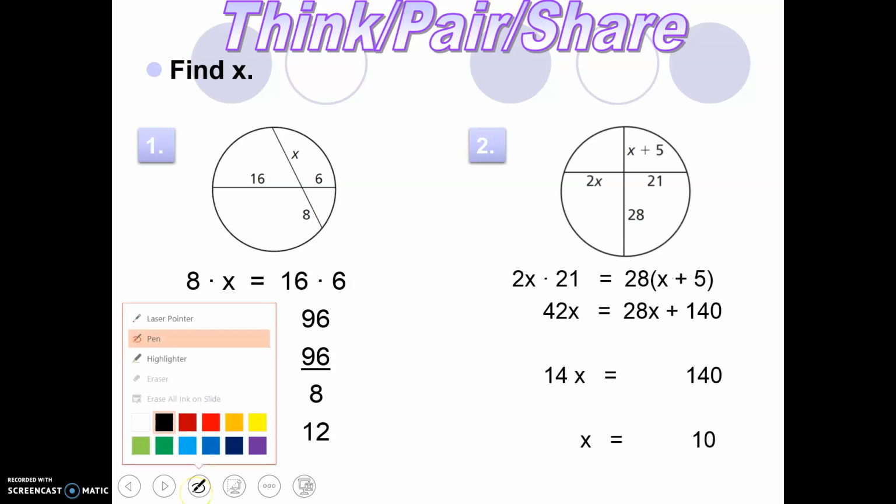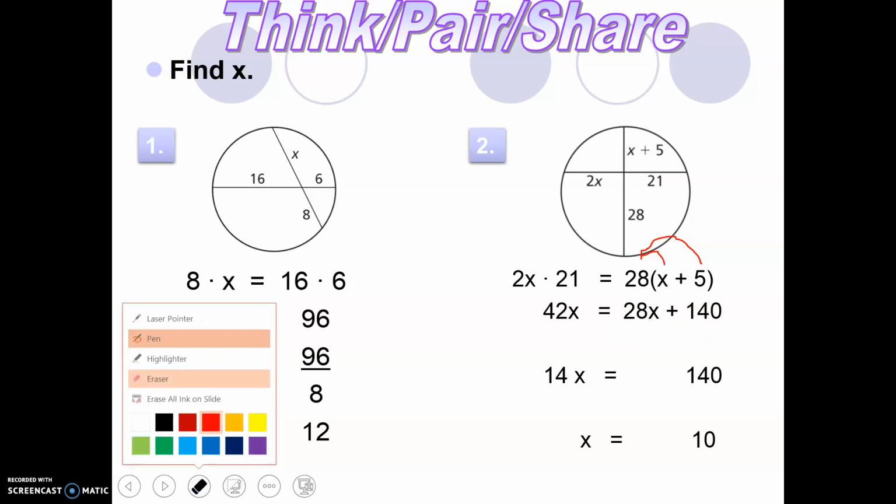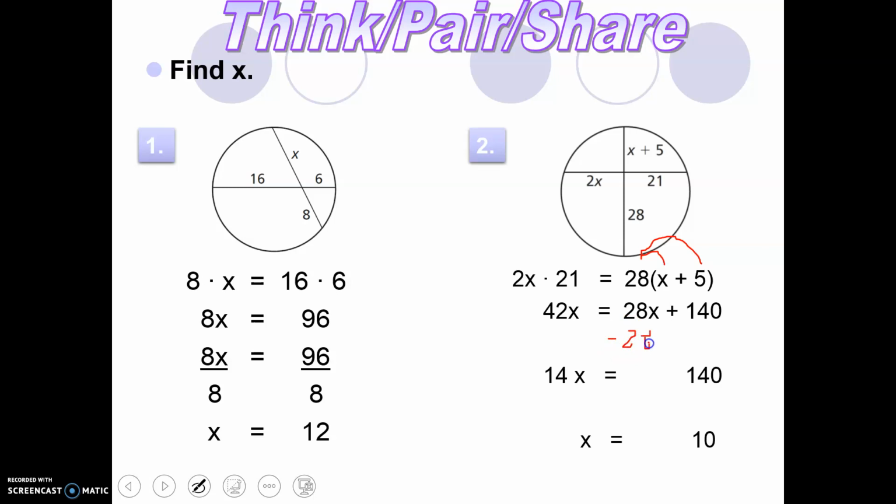On number 2, as I said earlier, you're going to have to be very careful because there is a portion where you're going to have to distribute. When you multiply 28 times x plus 5, you will end up with 28x plus 140. Now, after you distribute, you are going to have to subtract 28x from each side. Again, excuse the sloppy writing as I get used to this new way of teaching, but we have 14x equals 140, and when we divide both sides by 14, we end up with our solution of x equals 10.